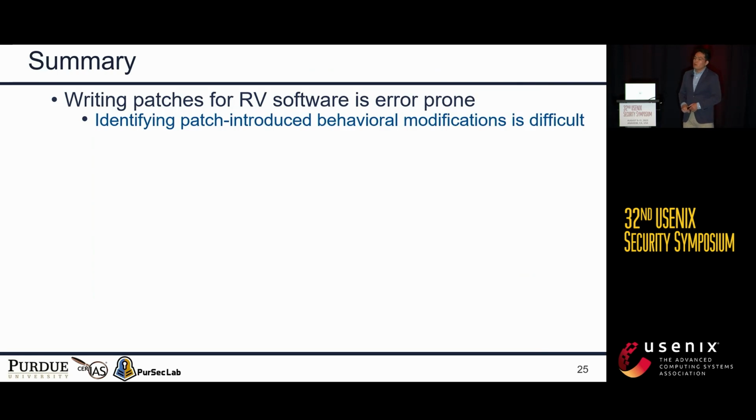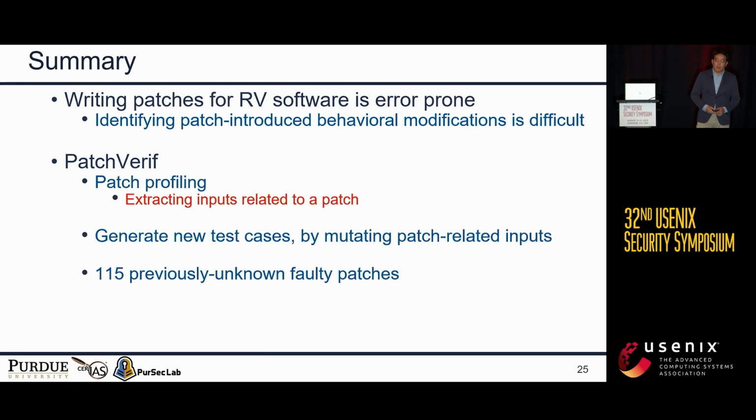Okay, summary of my talk. Creating patches for RV control software is error-prone. Why? This is because understanding patch-introduced behavioral modification is hard. In order to tackle this challenge, we developed a new patch verification framework. Its name is PatchVerif. PatchVerif first extracts an input related to the patch and then generates a new test case by mutating the identified input. As a result, PatchVerif discovered more than 100 previously unknown faulty patches.